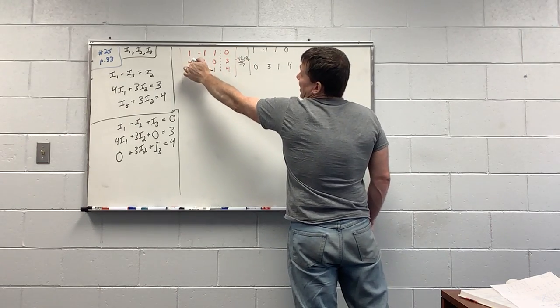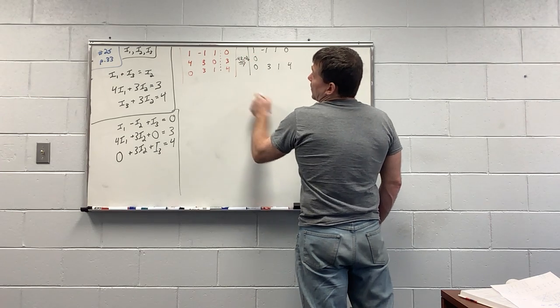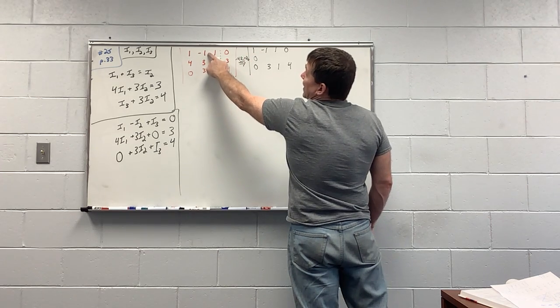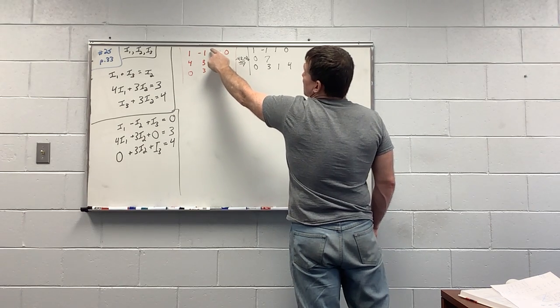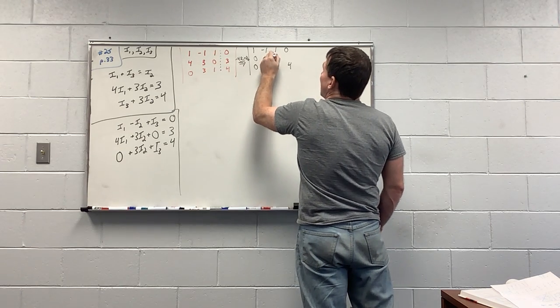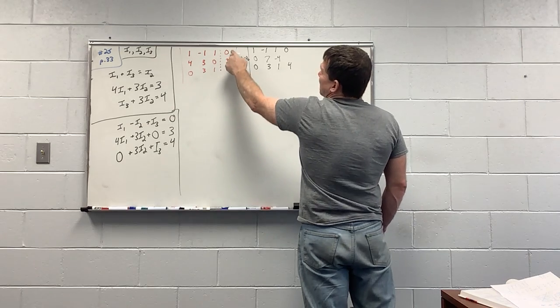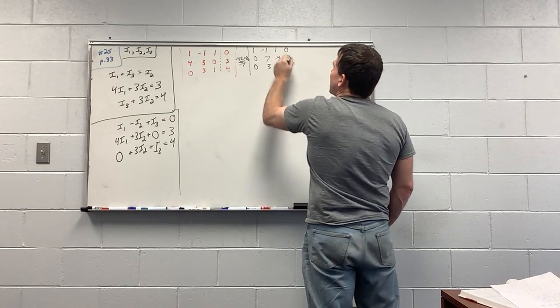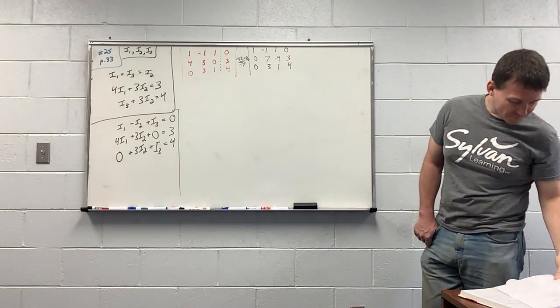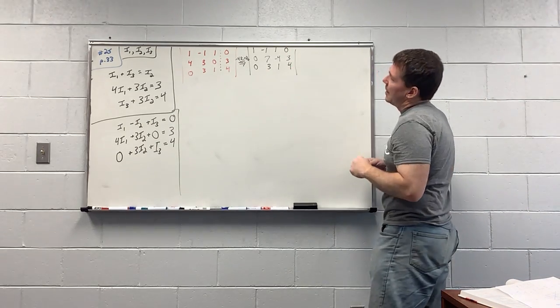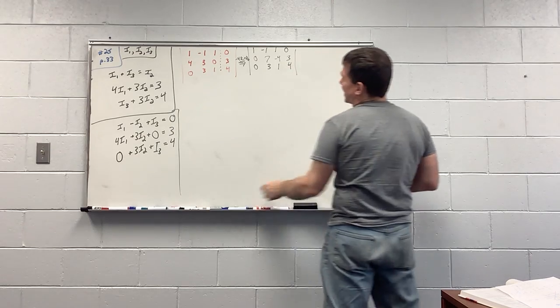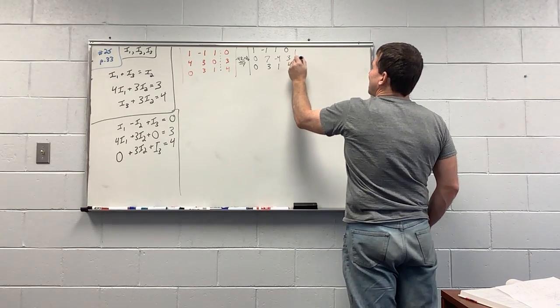Negative 4 times 1 is negative 4 plus 4, which is 0. Negative 4 times negative 1 is positive 4 plus 3 is 7. Negative 4 times 1 is negative 4 plus 0 is negative 4. Negative 4 times 0 is 0 plus 3, which is 3. Now I have that. And in this case, keep changing colors so we can kind of follow along.